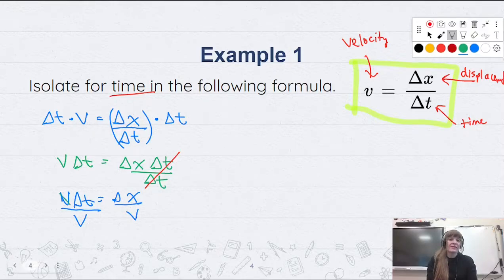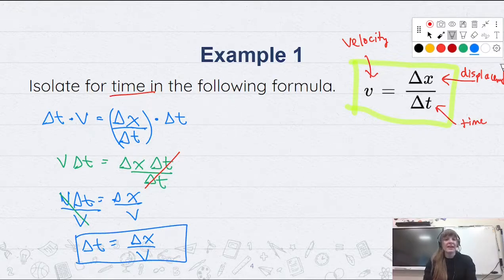And these V's will cancel out. And then I will be left with delta T is equal to delta X divided by my V. Now, this is a simple literal calculation. You'll be expected to do a little bit more complex things in this class, but this kind of shows you how you can manipulate these different variables to fit what you're looking for. And this is very important, especially when it comes to manipulating units.